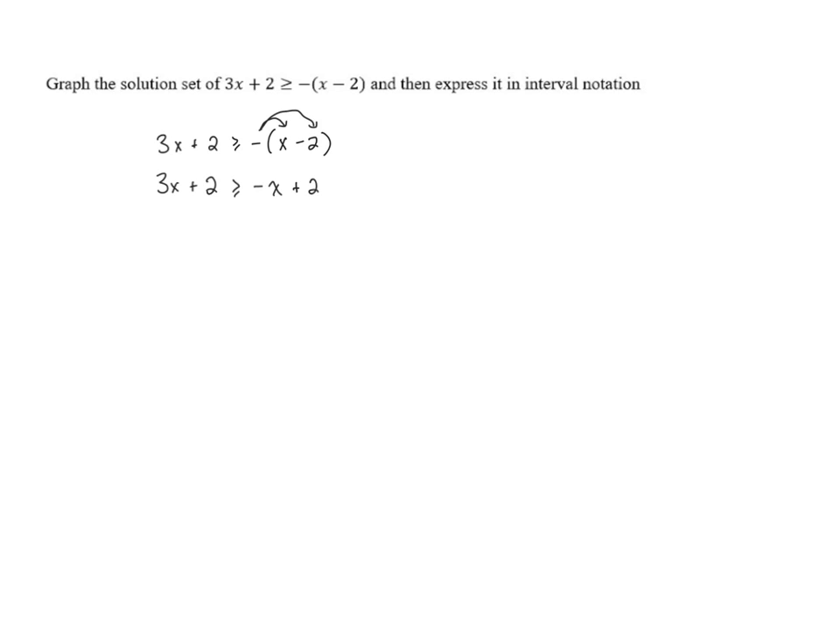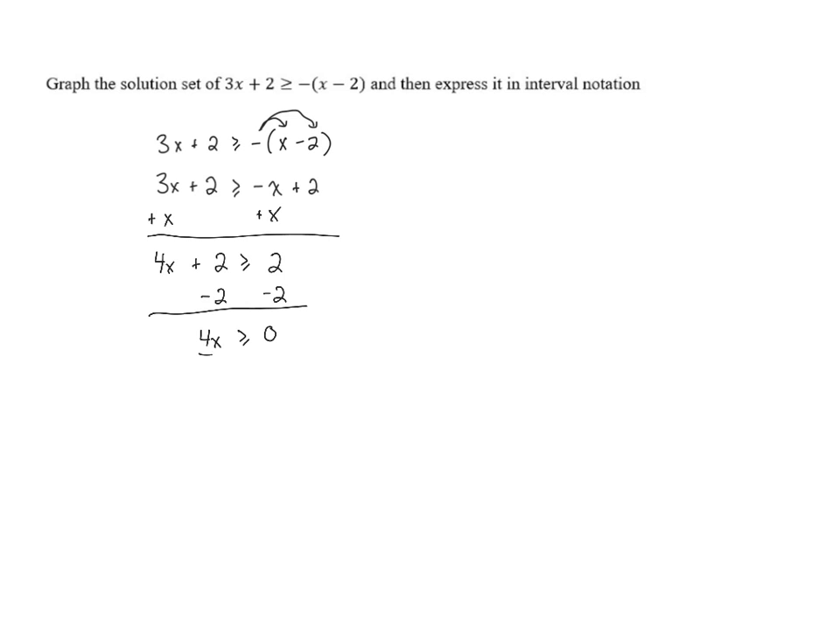We want to get rid of one of them, and we can do that by adding x to both sides. When we do that, that gives us 4x plus 2 on the left, and that's greater than or equal to 2 on the right. Now, to get the x alone, we can subtract 2 from both sides. That leaves us with just the 4x term on the left, and that's greater than or equal to 0. 2 minus 2 is 0.